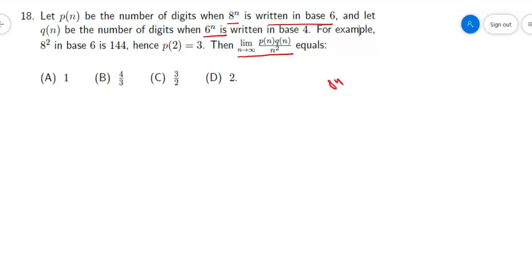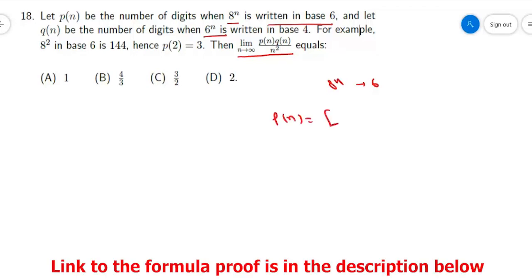So if we write 8 to the power n to the base of 6, then the number of digits Pn is given by the greatest integer function of log of 8 to the power n to the base 6, and then plus 1. So this is the formula to find out the number of digits in another base. In the same way, we can find the number of digits Qn when the base is 4. So Qn will be the greatest integer of log base 4 of 6 to the power n, plus 1.